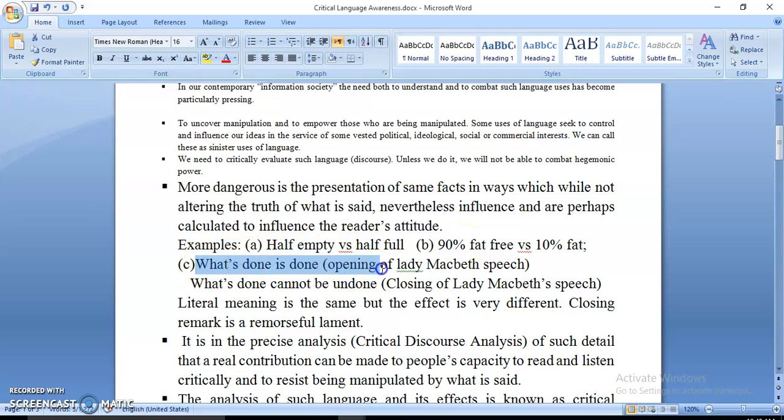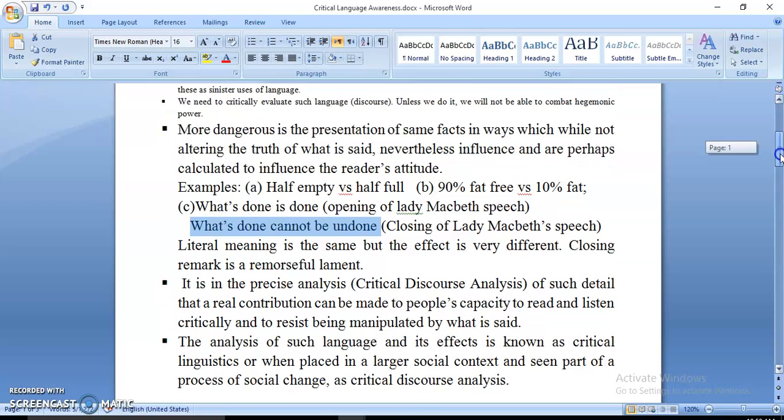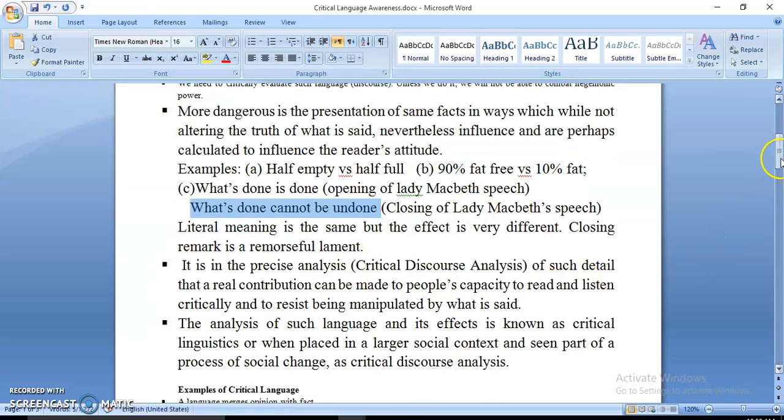And here is another example from Macbeth, a tragedy by Shakespeare. After Macbeth has killed King Duncan, he is feeling remorse. So here, his wife, Lady Macbeth, says, "Macbeth, what's done is done." But when she sees that he is feeling too much pain after killing King Duncan, here is her closing speech. She says, "What's done cannot be undone." So this example should have been given. Then there are some more examples.